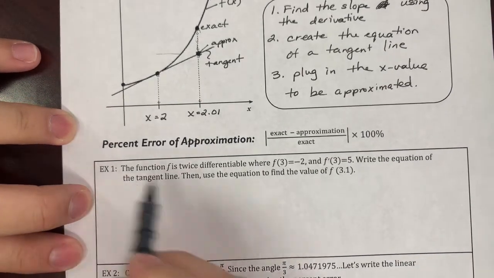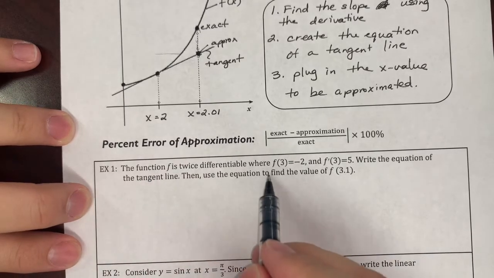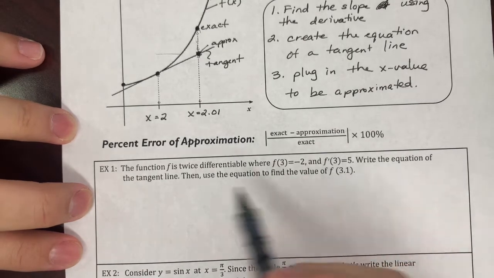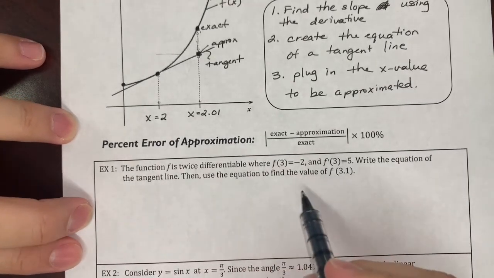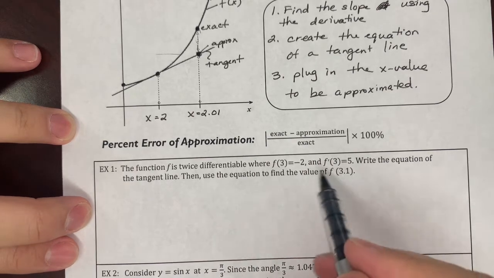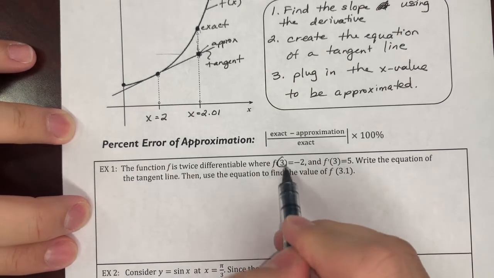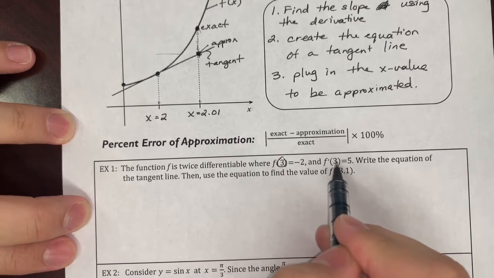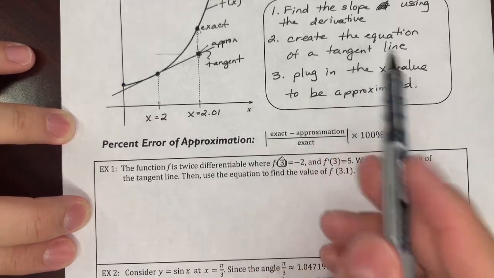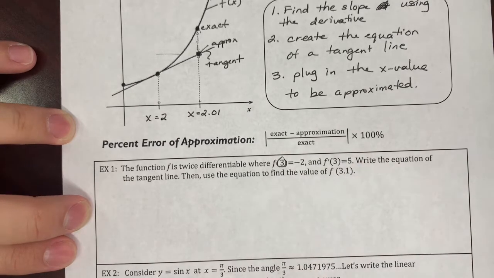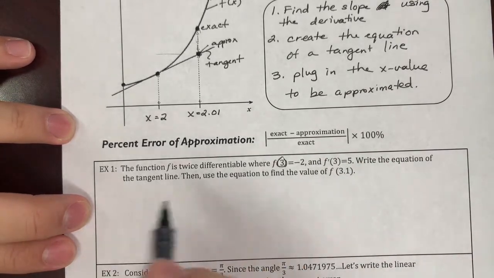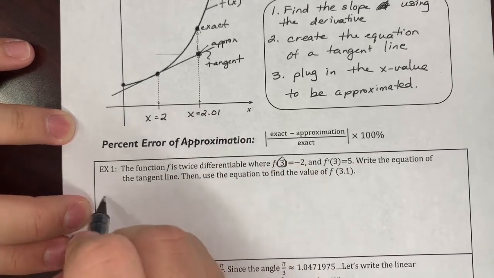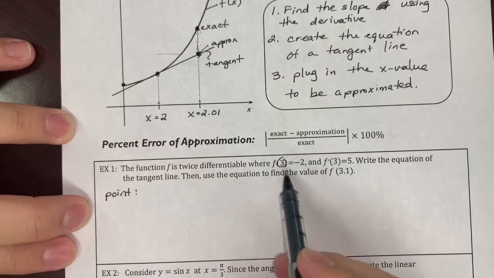But for the first example, it says the function f is twice differentiable where f of 3 is equal to -2 and f prime of 3 is equal to 5. Write the equation of the tangent line, then use the equation to find the value of f of 3.1. So essentially here, you notice that the x value that we're finding the equation of the tangent line for is at x equals 3. And we're going to use that equation of the tangent line to approximate the value of f of 3.1. Okay, so obviously to create our tangent line equation, we need two things. We need our point, which we have right here, (3, -2).